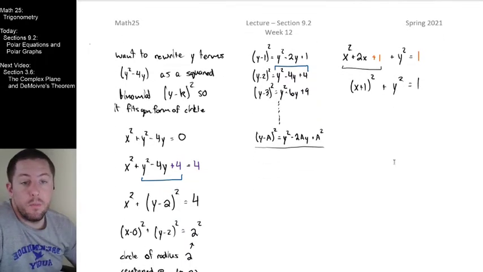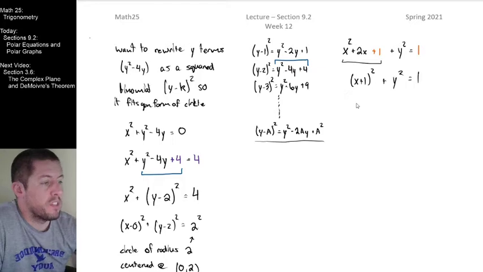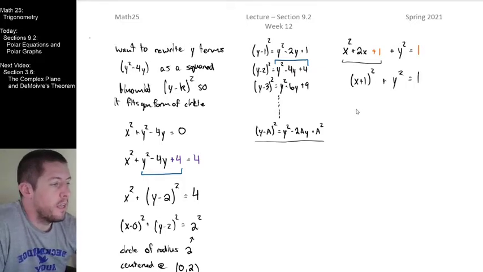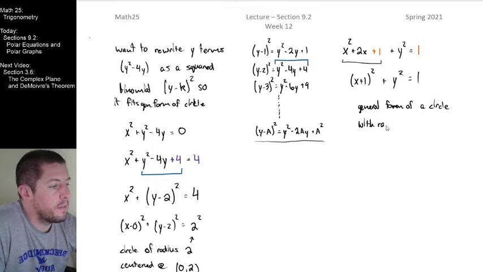So now we've gotten ourselves into the general form of a circle in rectangular coordinates. This is the general form of a circle with radius 1.